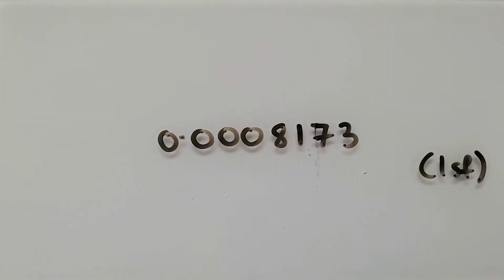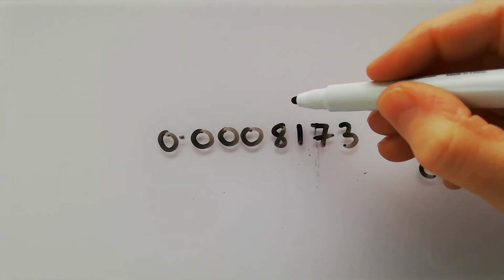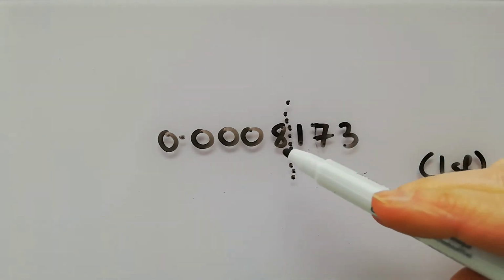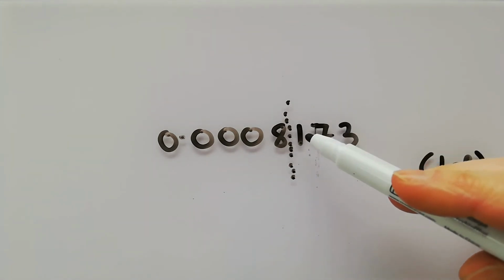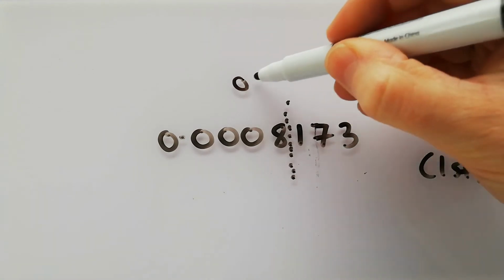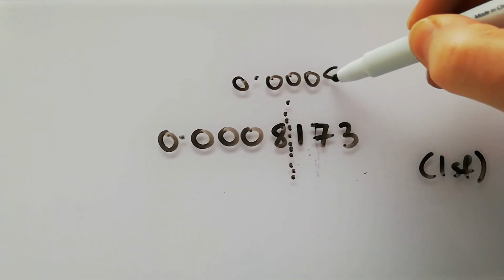If I was rounding the same number to one significant figure, that's my first significant figure. So I'll make a cut after it. Looking to the right of the cut, I've got 1, which is less than 5, so nothing changes. So to one significant figure, I have 0.0008.